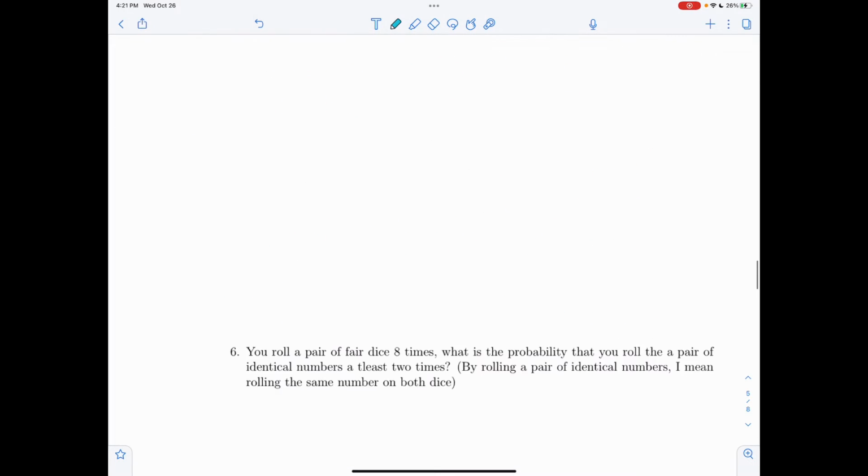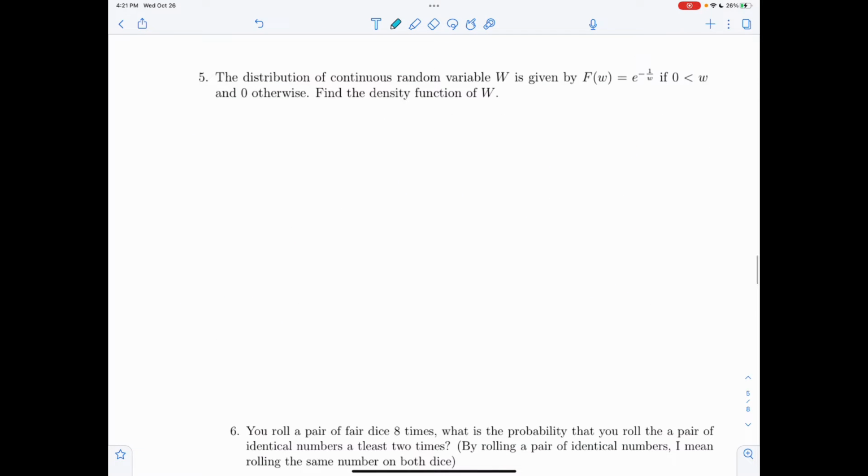We'll look at question number 5. Okay. So what are we told? The distribution of a continuous random variable is given by this. F of w equals e to the minus 1 over w if 0 is less than w. So it's w is bigger than 0 and 0 otherwise. All right.